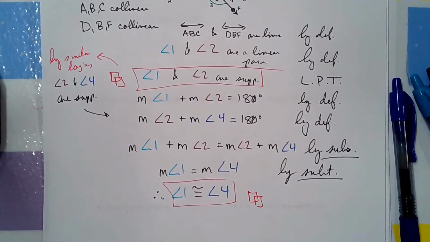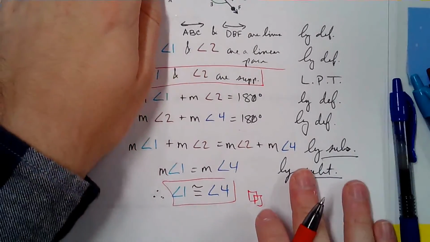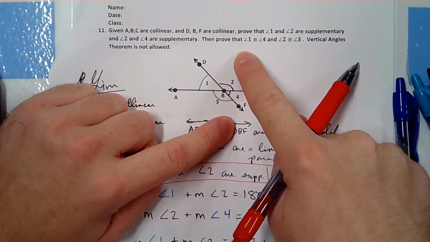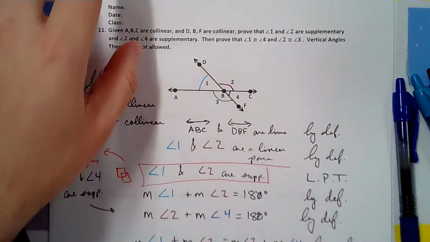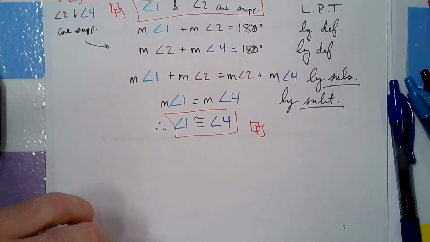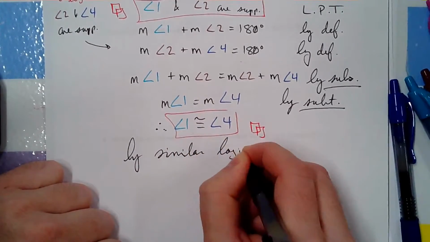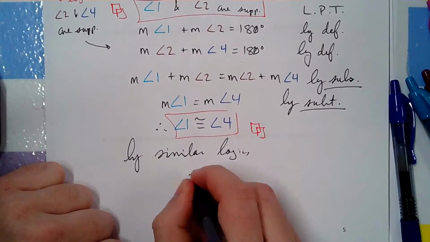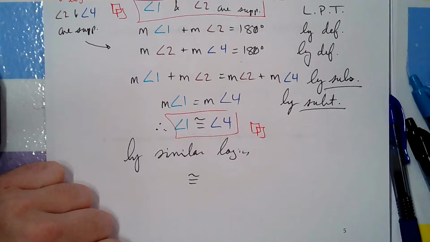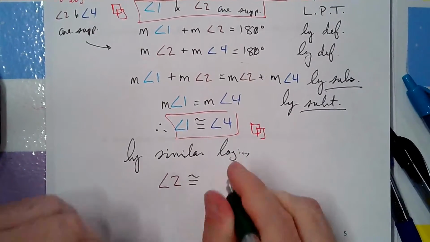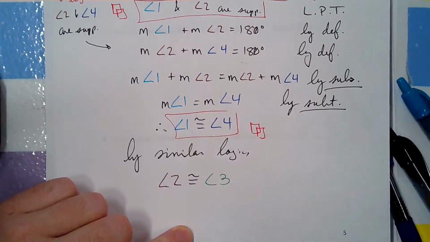Now, by similar logic, 2 and 3 are going to be congruent as well. Right? Here's 1 and 4. Here's 2 and 3. Same dumb thing, just switch out the angle. So what we're going to say, by similar logic, angle 2 is congruent to angle 3. Make sure you write it the way they wrote it. They had angle 2 first. And angle 3, I forgot what color it is. Green. Done. Another swag box.